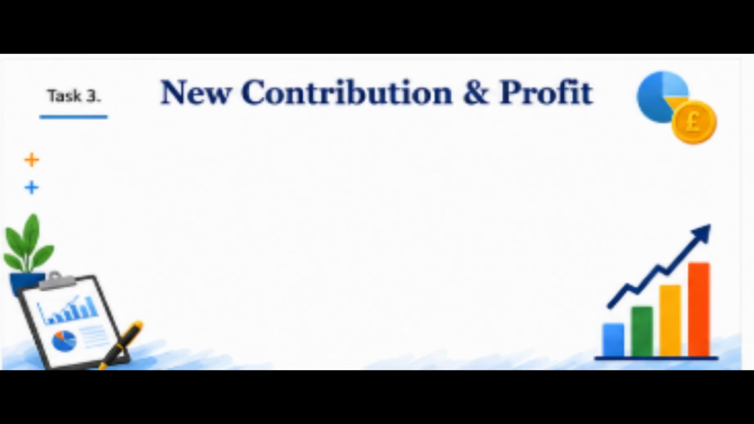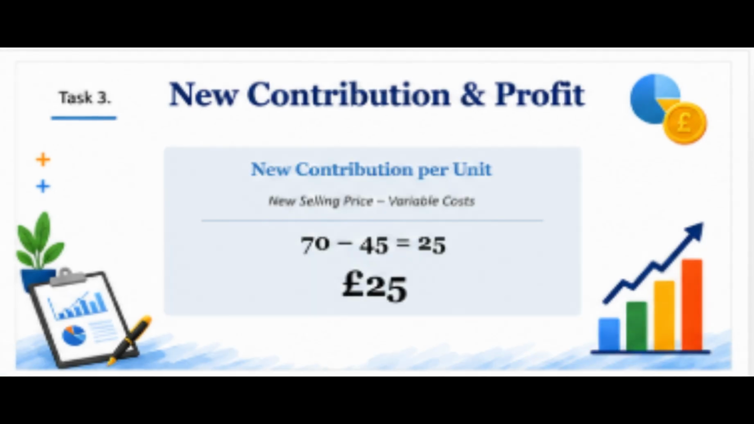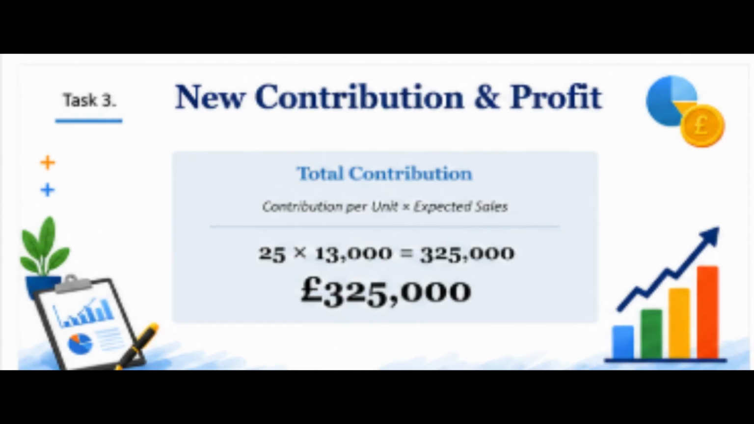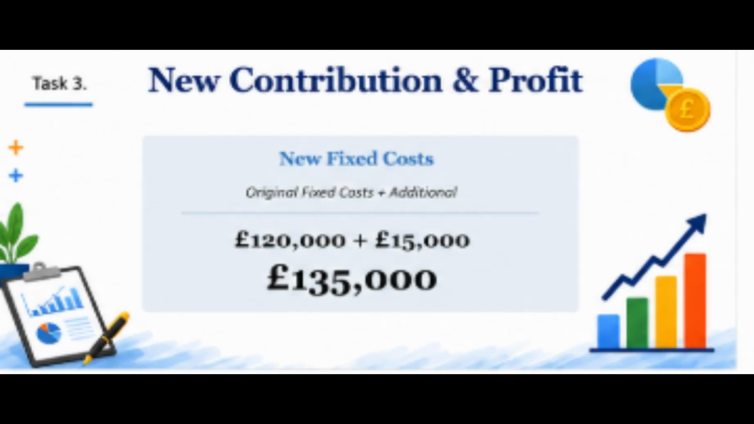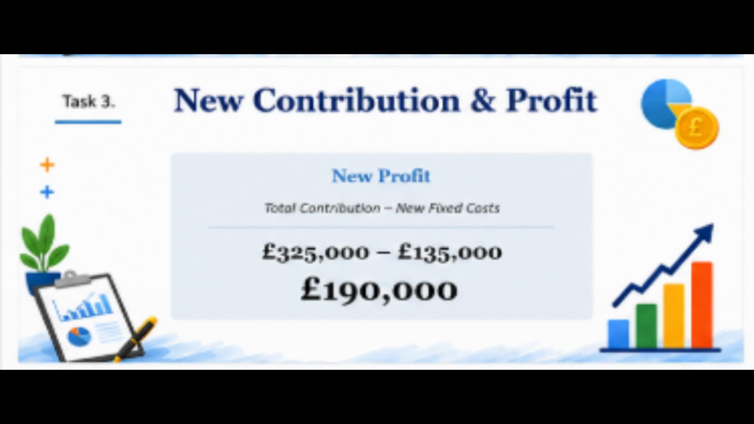Next, let's calculate the expected profit after the price reduction. The new selling price is £70 per unit. Variable costs remain unchanged at £45 per unit. Therefore, the new contribution per unit is £25. With expected sales of 13,000 units, total contribution increases to £325,000. Fixed costs increase to £135,000. After deducting these fixed costs, the expected profit is £190,000.